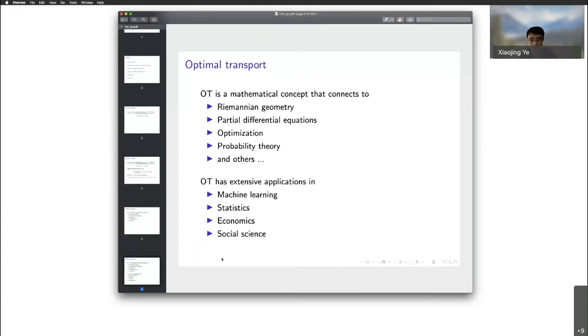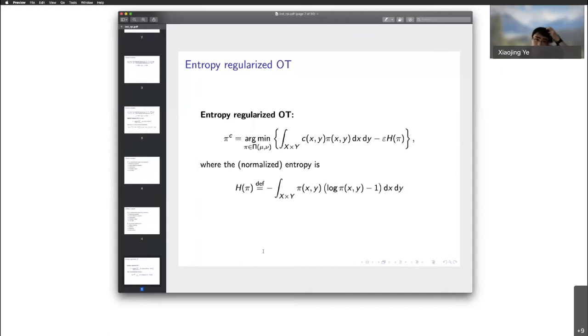Okay, so that was OT. Computationally, a very popular variation of the OT is the so-called entropy regularized OT, which is the same as the OT, except that there is an additional entropy term added to the objective function.